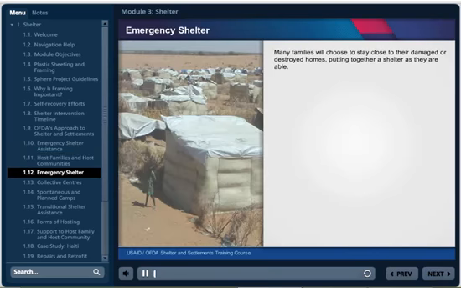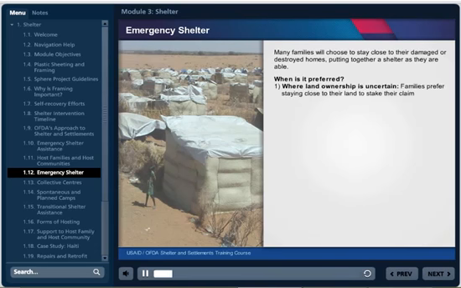Many families will choose to stay close to their damaged or destroyed homes, putting together a shelter as they are able. This option could be particularly popular in places where land ownership is uncertain, and many families prefer staying close to their land to stake their claim and avoid automatic eviction. Some families may split up, with women and children going off to stay with relatives or collective centers, while the men stay behind to safeguard their plot of land.